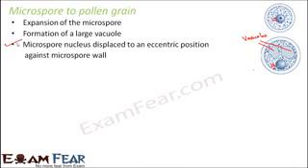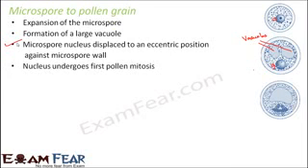Now, please note that this process of development of the pollen grain from the microspore is a very progressive development. It doesn't happen just like that. It takes time. It happens gradually. Okay, so now what next? After this, the nucleus undergoes the first pollen mitosis.